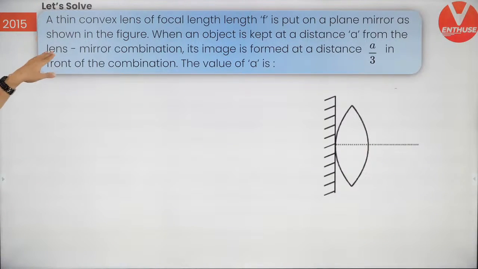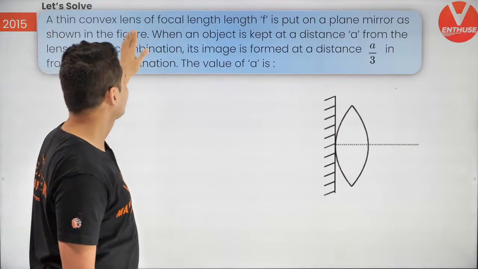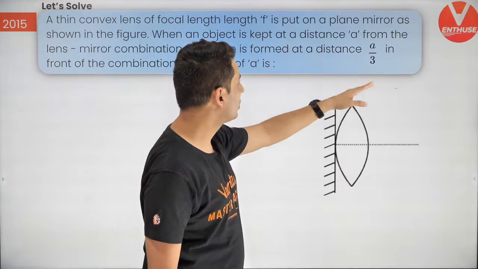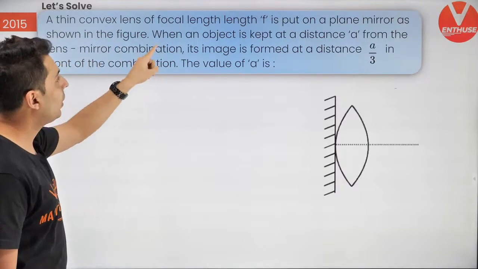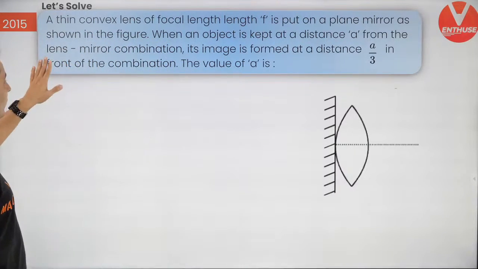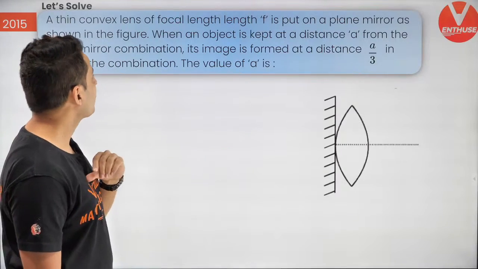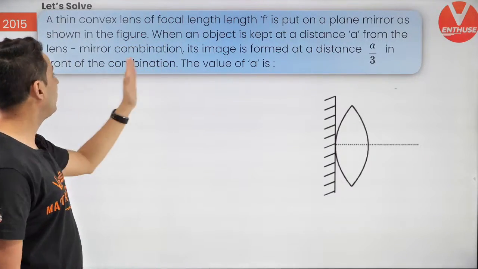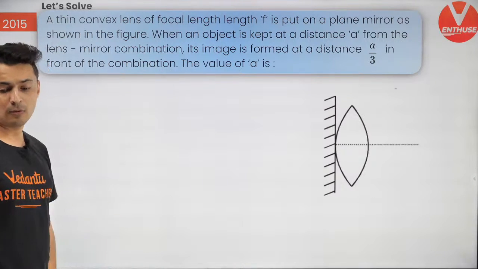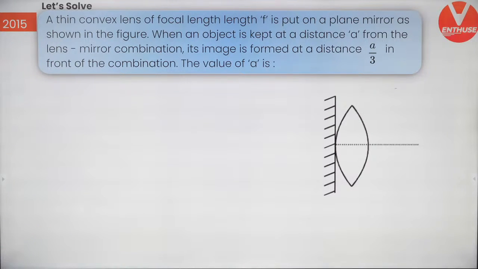Let's solve this 2015 question. A thin convex lens of certain focal length is put on a plane mirror as shown in the figure. When an object is kept at a distance a from the combination, the image is formed at a distance of a/3 in front of the combination. What is the value of a? That's the question. Let's see how we solve this.